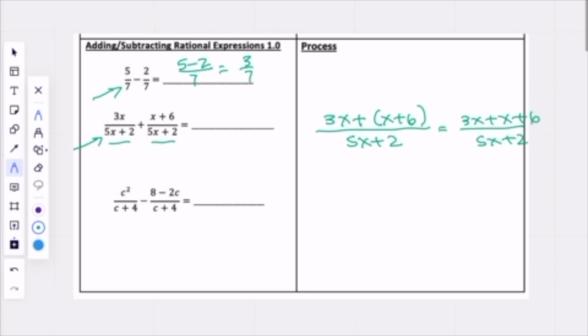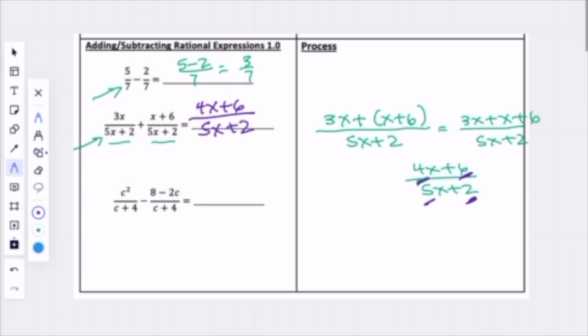You've got 3x plus x, which is 4x, plus 6 over 5x plus 2. You would look and see if there's anything that can be factored out, a common factor all the way through, and I don't see anything. I've got a 4 here, a 6 here, a 2 here. Those are all even, so if everything was even we could factor out a 2, but this 5 means we can't. So we're just going to leave it like that, and we end up with an answer of 4x plus 6 divided by 5x plus 2.